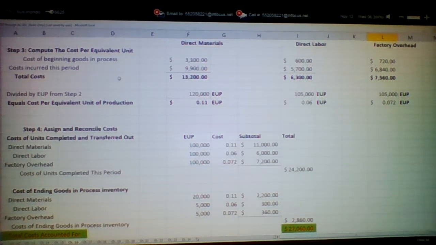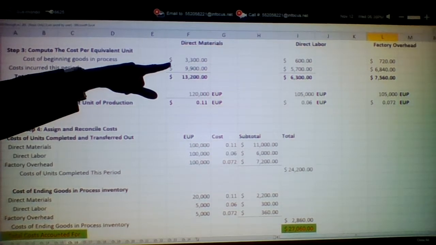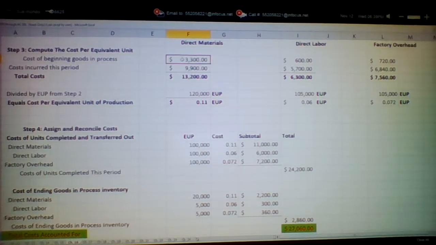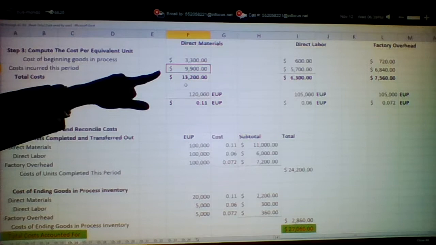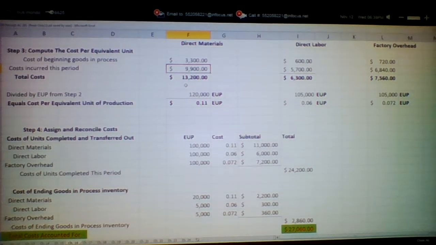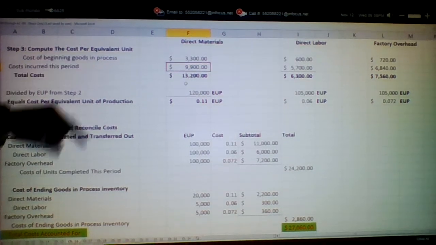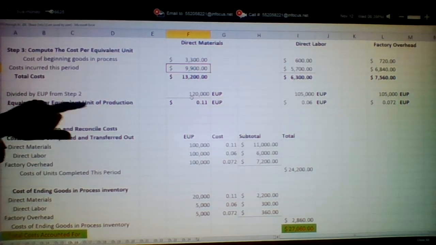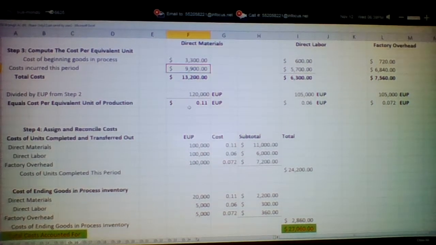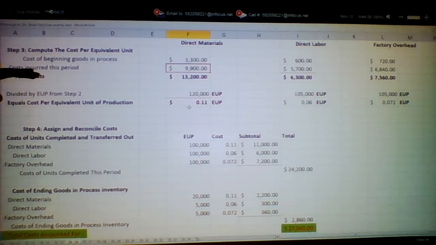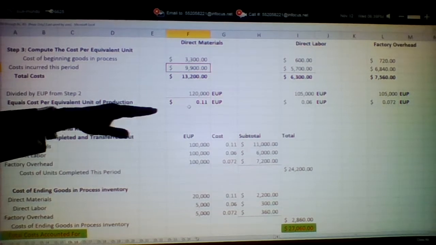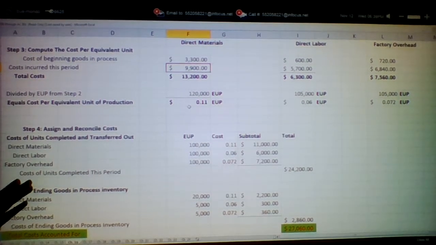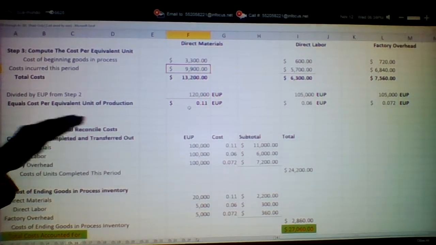Beginning goods in process, we had 3,300 direct materials costs. Costs incurred during the period, 99,000. So our total costs were $13,200. For direct materials, our equivalent units of production was 120,000 units. So we will take those costs and allocate them across all 120,000 units to get 11 cents per unit. That's our cost per equivalent unit of production.